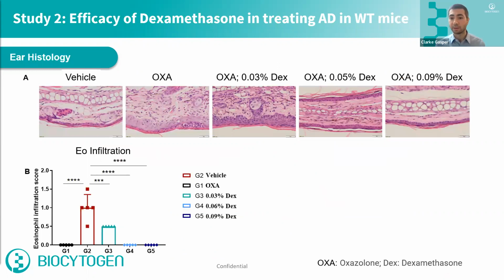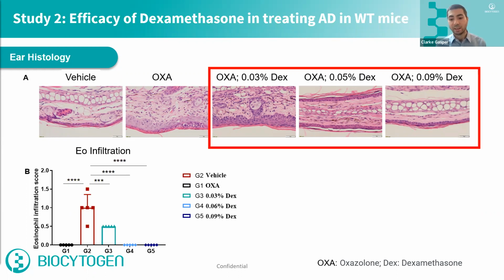Additionally, H&E staining of the mouse ear tissue sections again indicated pathological changes related to atopic dermatitis, including thickening of the dermis and mixed inflammatory cell infiltration. However, these phenotypes were significantly alleviated in the dexamethasone treated group, especially in the high dose group, which returned to baseline.